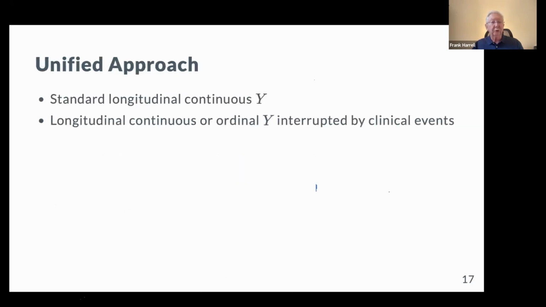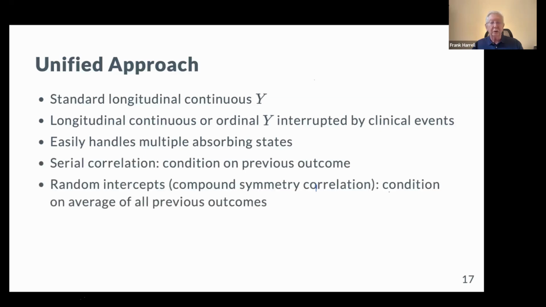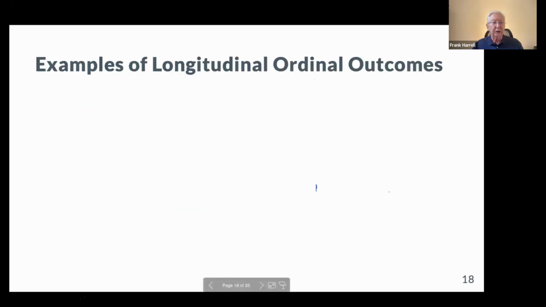So this is a unified approach because it'll handle regular longitudinal data, ordinal outcomes interrupted by clinical events, and multiple absorbing states. You're handling serial correlation in a way you can check to see if it's accurate. If you use random intercepts, that is equivalent to conditioning on the average of all previous outcomes without giving any favoritism to the most recent outcome. Whereas the Markov process is giving favoritism to thinking that the patient's previous state is more informative on their current state than the older patient status.